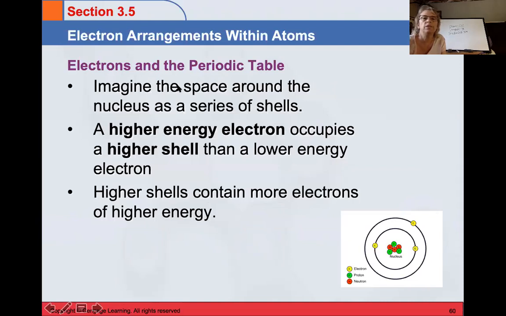So if we think of the space around the nucleus as a series of shells, as depicted in this picture, the higher energy electrons occupy the higher shells. So this electron out here is in a higher shell than these two electrons. So this electron has a higher energy than these two electrons.